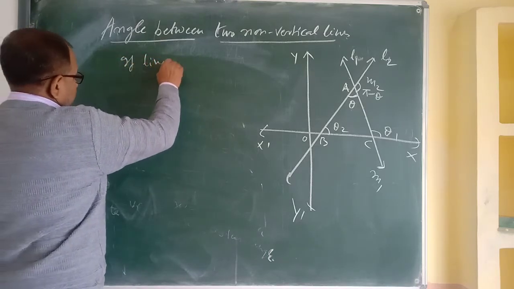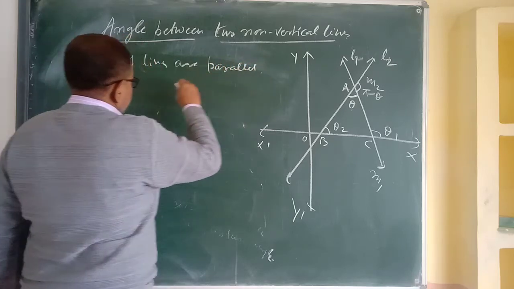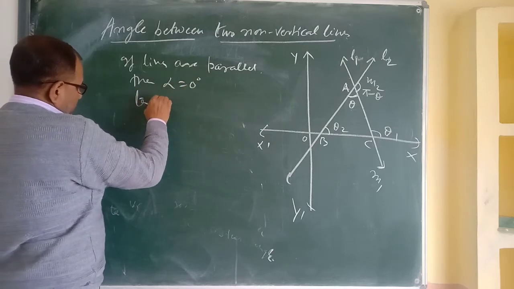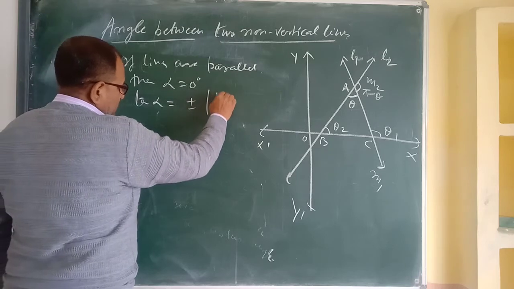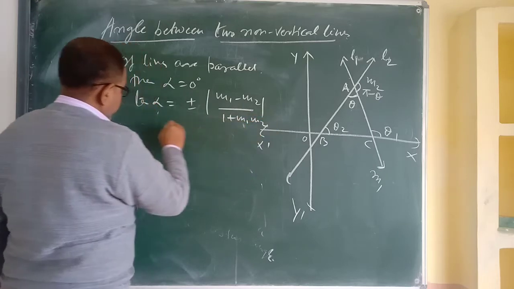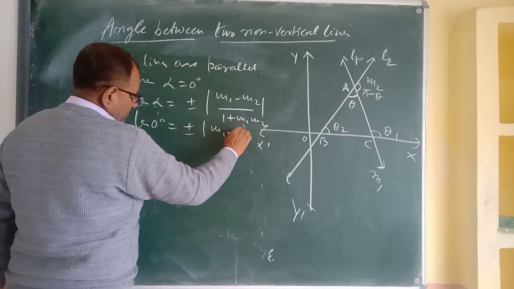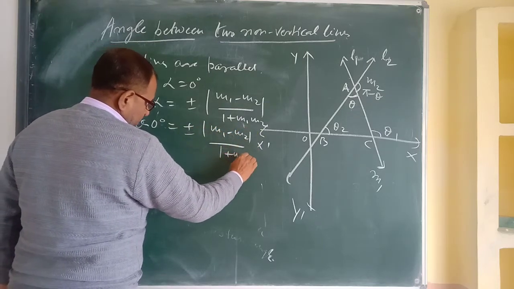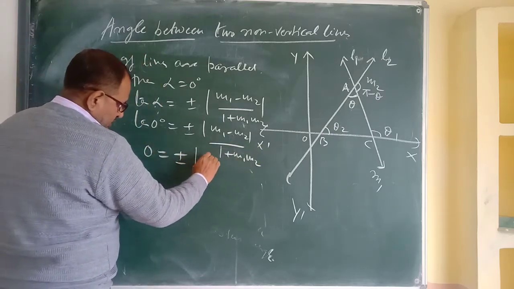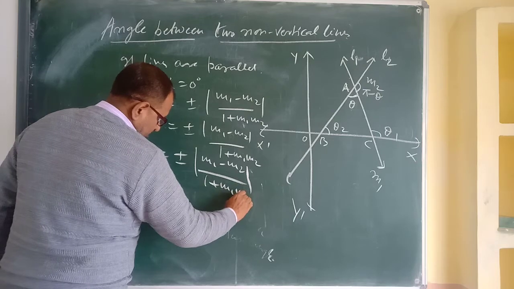If lines are parallel, then alpha will be 0 degree, and we know that tan alpha is equal to plus minus m1 minus m2 upon 1 plus m1 m2. Put alpha is 0, so tan 0 degree is equal to m1 minus m2 upon 1 plus m1 m2. Tan 0 is 0, so 0 is equal to m1 minus m2 upon 1 plus m1 m2.